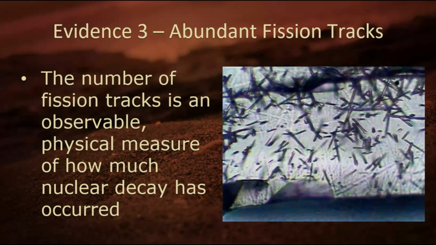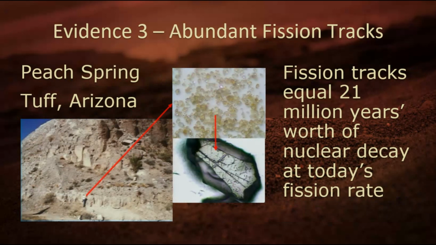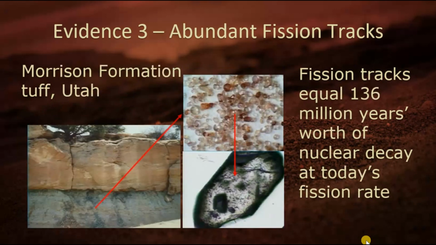So if you know the rate at which the fission process occurs, you can count the number of tracks and use it as an age calculating method. So let's look at 3 examples. Example 1 is Peach Spring Tuff near Kingman, Arizona. And the fission tracks equal 21 million years worth of nuclear decay at today's fission rate. The Morrison Formation, that's famous for all the dinosaur fossils. We find a volcanic ash bed, extract the zircons, and find fission tracks. The fission tracks equal 136 million years worth of nuclear decay at today's fission rate.